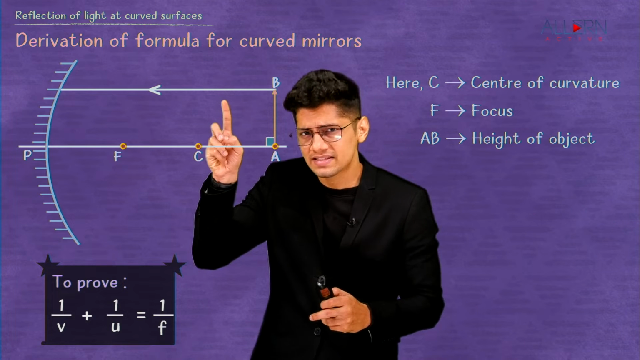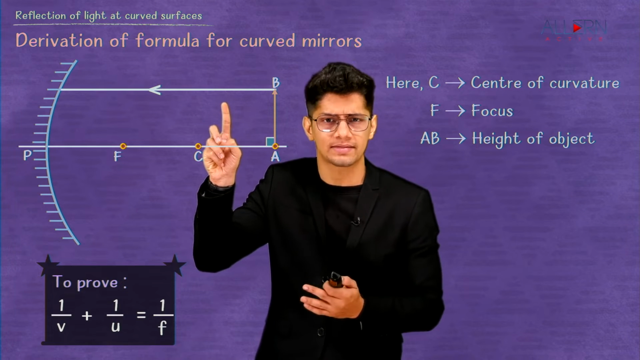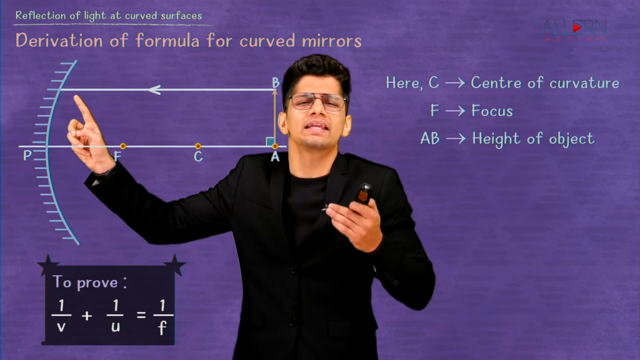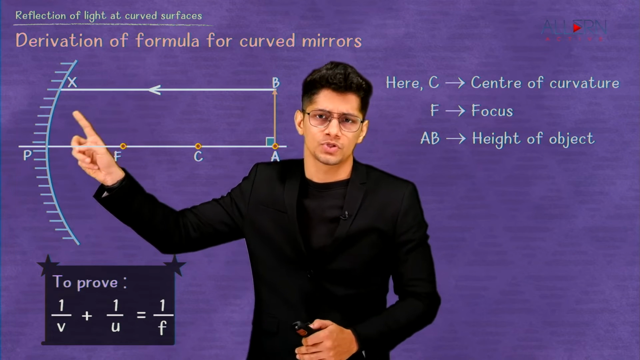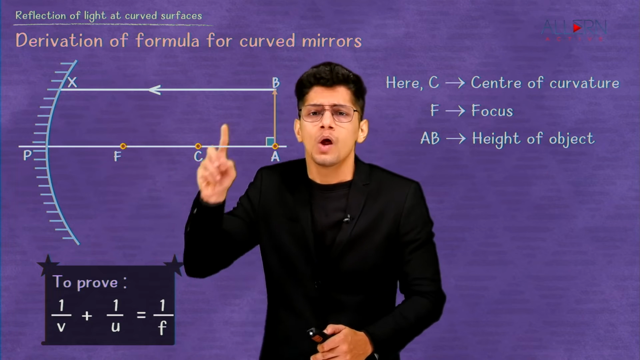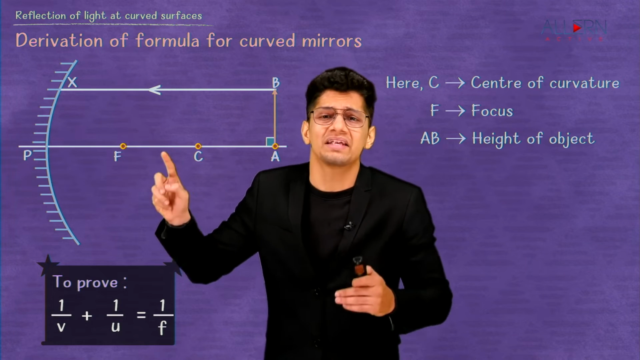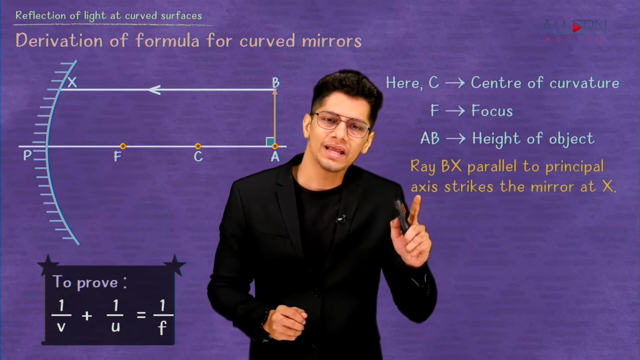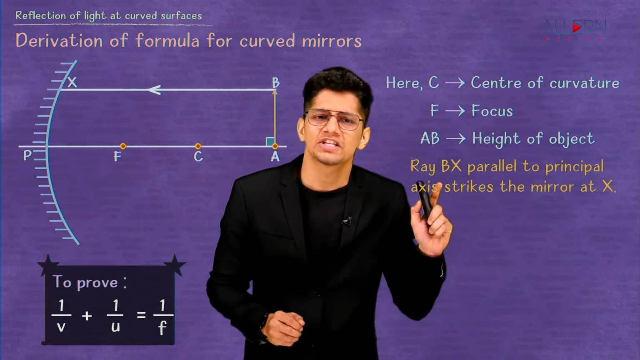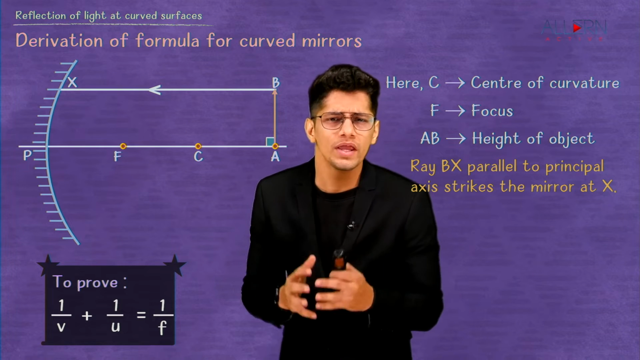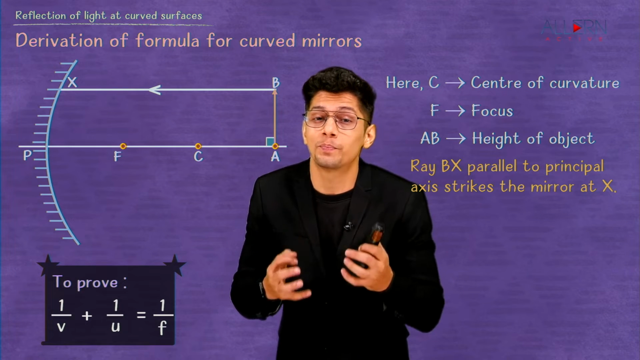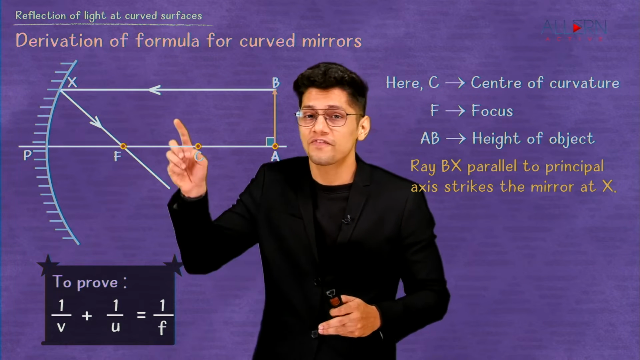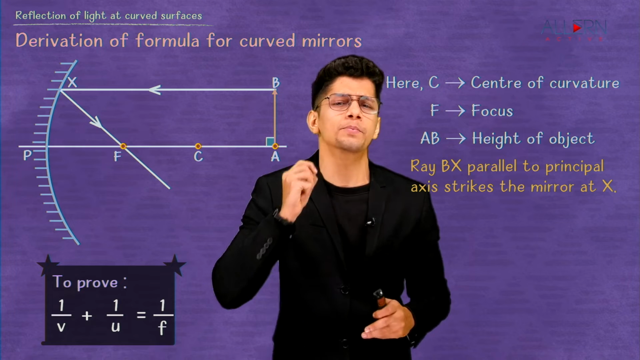Now, we can see that this ray is parallel to the principal axis and it is striking the mirror at this point. Let us name this point as X. So this ray becomes ray BX, which is parallel to the principal axis, and it is striking the mirror at which point? At X. We are supposed to write that. So ray BX parallel to the principal axis strikes the mirror at X. Now we know that after reflection, it is going to pass through the focus. So let's pass it through the focus. Do not forget to draw the arrows, which are very important.